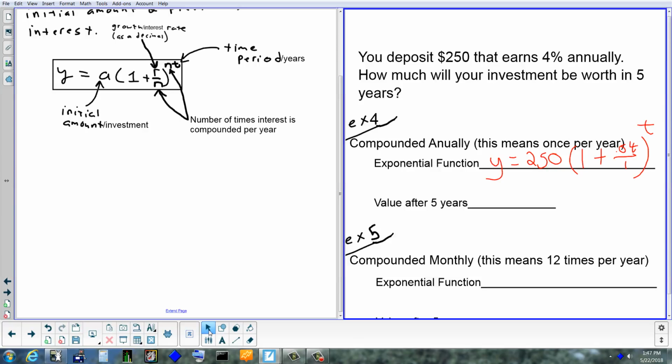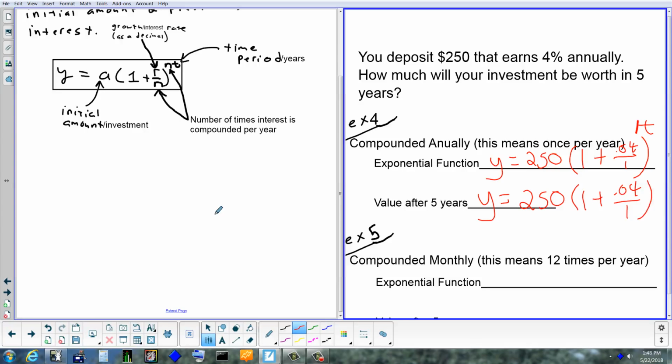So for the exponential function, I'm just pretending that I didn't know. Now, I know it's been 5 years, so a couple things are going to change. Do you have to put the 1 in front of it? No, you don't, but I think it'll make sense when you see it. Everything here will stay the same. y equals 250, 1 plus 0.04 over 1.